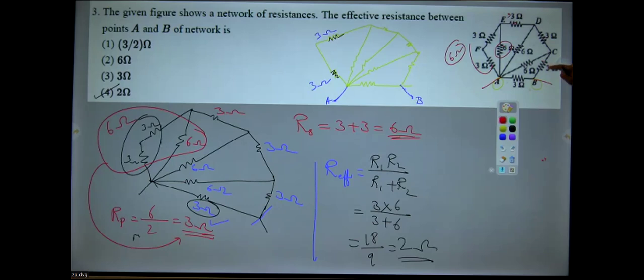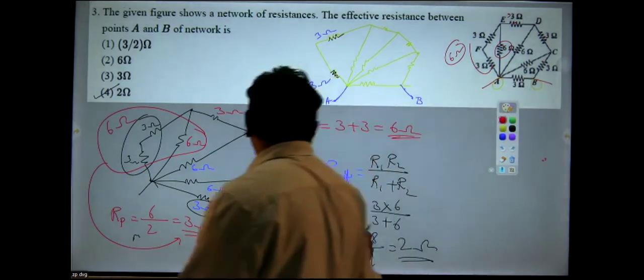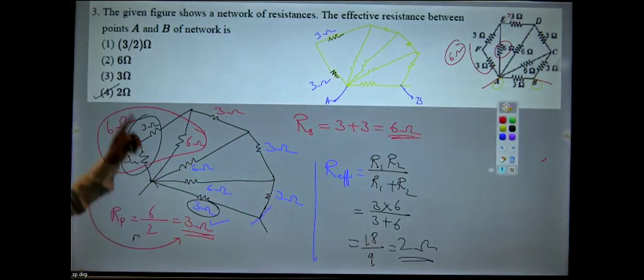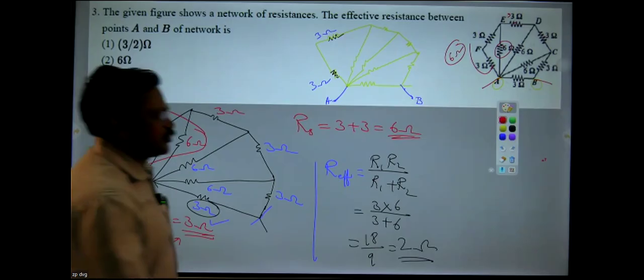Finally only this 6 ohm and 3 ohm resistance remain. So 6 into 3 by 6 plus 3 gives 2 ohm. 2 ohm is the answer. So please make a note of this answer. Right. Let's move on to the next question.